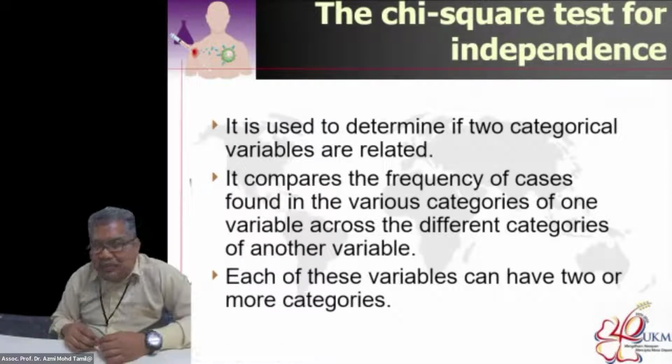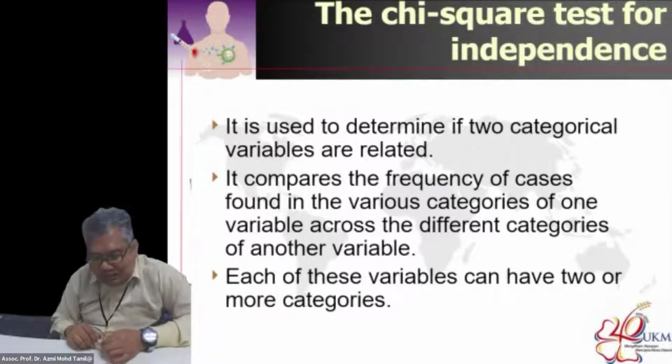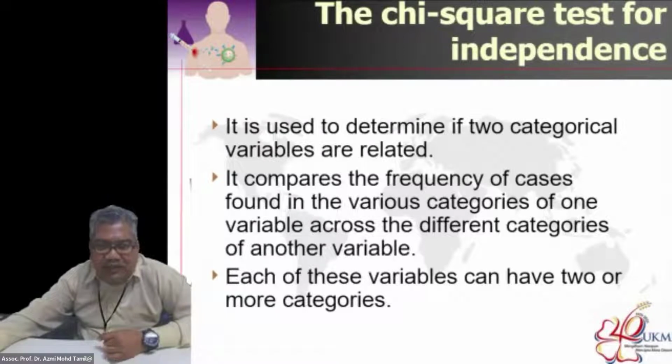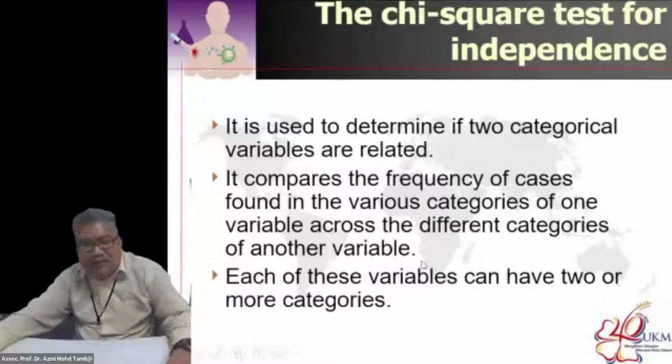What is the point of doing this test? They are used to determine if two categorical variables are related, whether there's a difference in the rate between the two groups if they are analyzed together, by comparing the frequency of cases in the various categories of one variable across the various categories of the other variable. And this variable can have two or more groups.